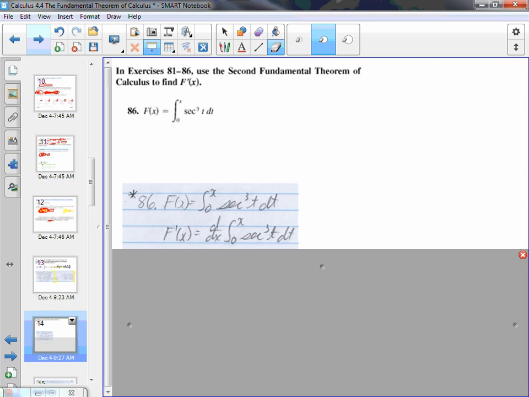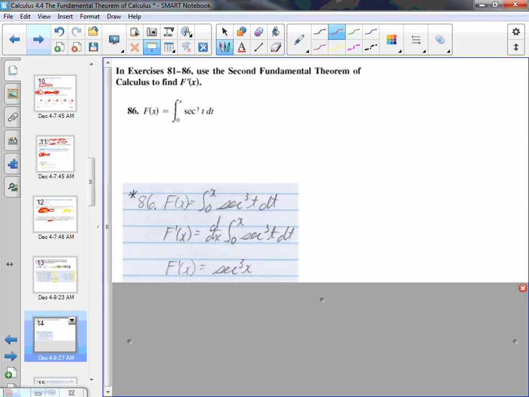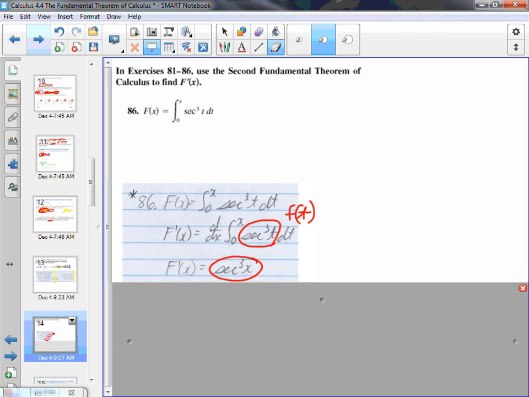Well, what's the answer? That must be f of t, so that is f of x. So big F prime of x equals secant cubed of x. Right? Because we're taking the derivative of an antiderivative. So for the notation, that big F prime, I know what you mean, yeah, that's big F prime.